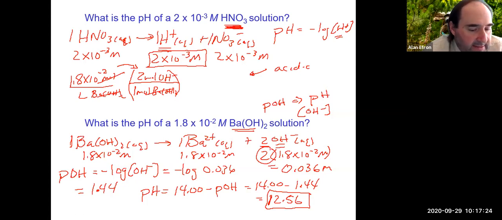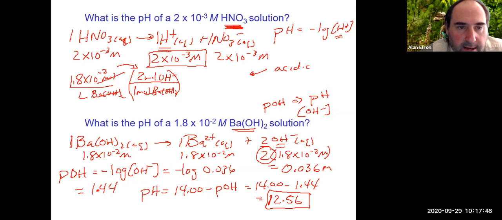Questions on that? Sometimes you may be given the actual formula, and if you can recognize it as a strong acid or strong base, you really just need to figure out either the H plus concentration or the OH minus concentration, and then use either the pH or the pOH and the pH formula to figure it out. Any questions?